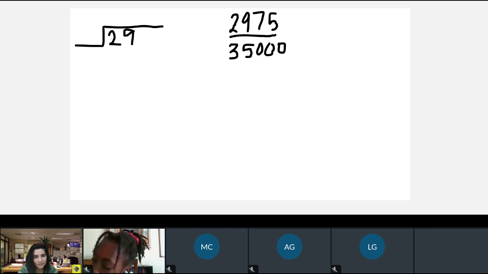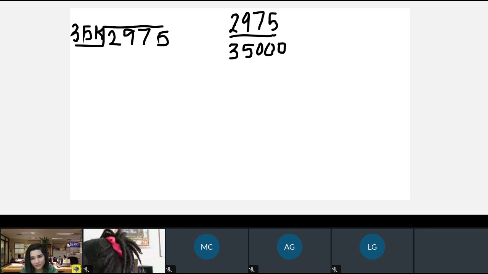2,975 divided by 35,000. And I will just say 35K because there isn't enough room for me to put in the zeros. Okay, let's write down multiples of 35,000.